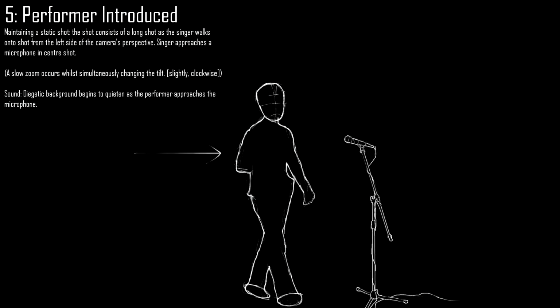Number 5, performer is introduced. This is the point where we are first introduced to a character. We don't know who he is, but we identify him as the performer because of the correlation that he is connected with the microphone.